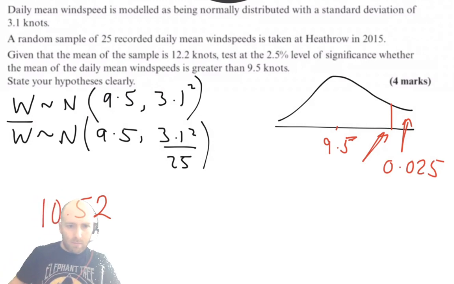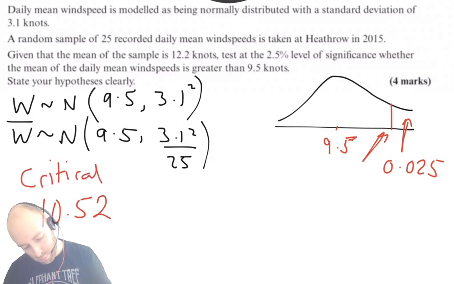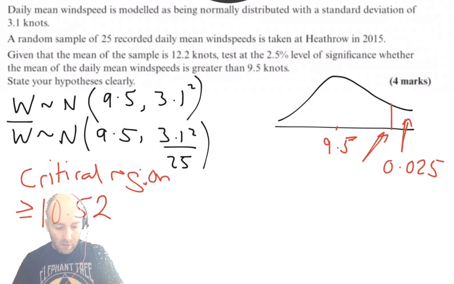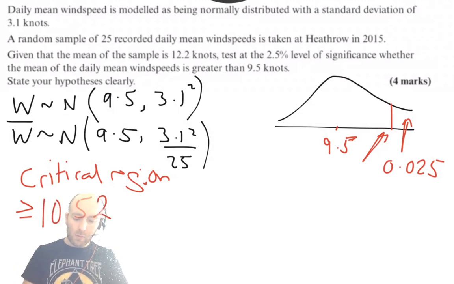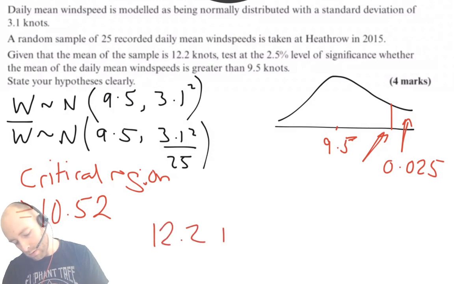So, I'm in the way a bit there. That's my critical region: greater than or equal to 10.52. So they've got a mean in the sample of 12.2. So 12.2 is critical.